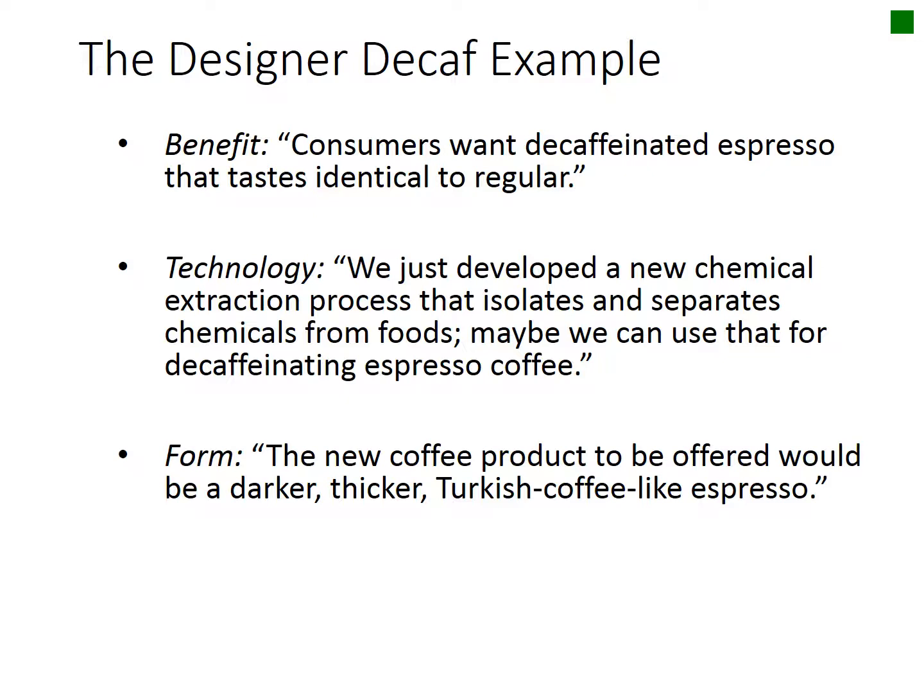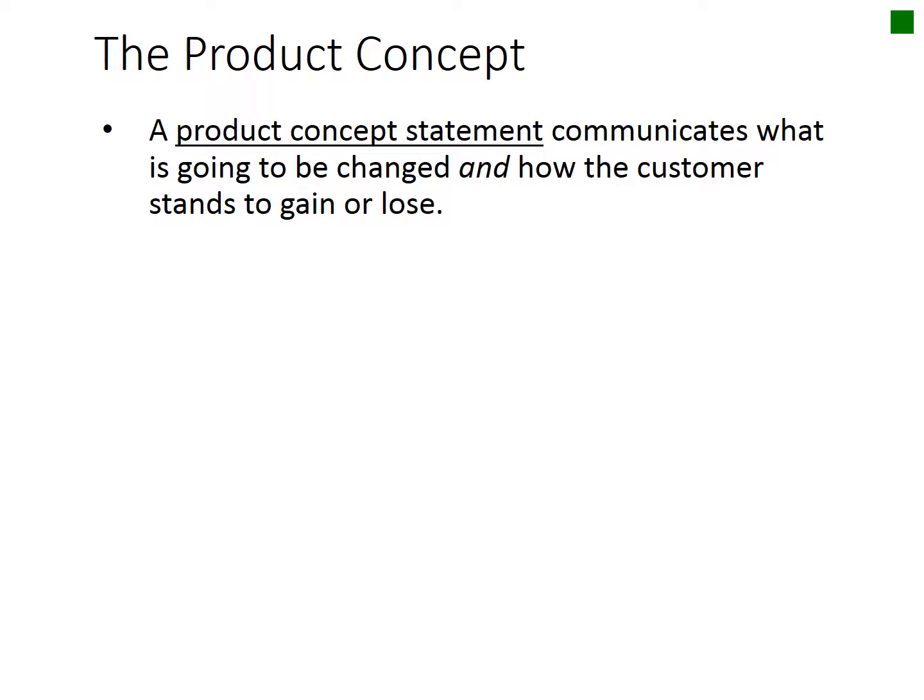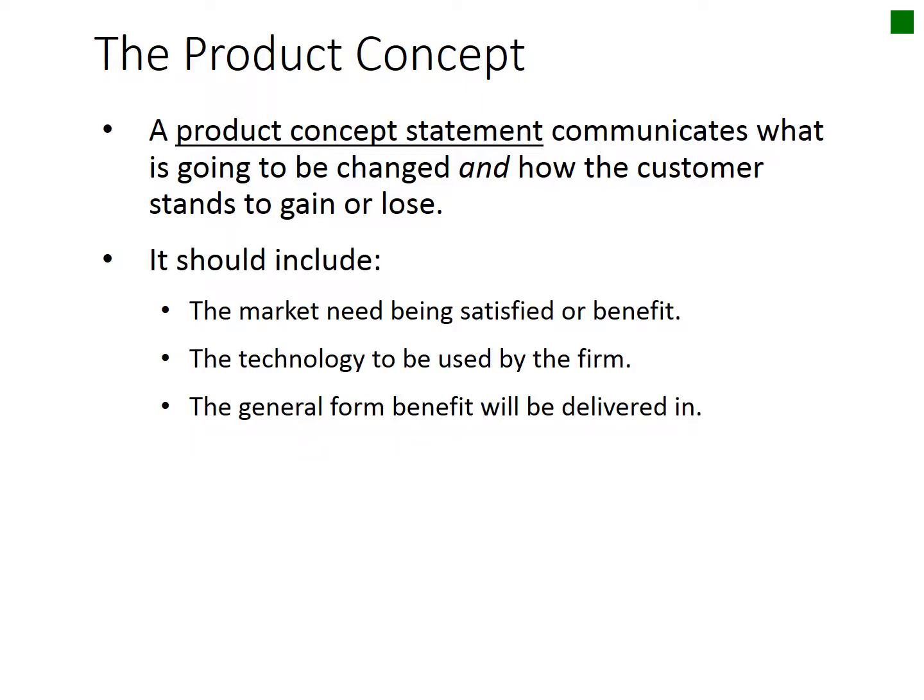So this leads us to the next step, where we want to incorporate form as an element of our PIC, and we want to transform our PIC into something that we call the product statement or product concept statement. So the product concept statement, similar to the product innovation charter, communicates what is going to be changed and how the customer stands to gain or lose in this process and in this new product, and specifically incorporates the form that the product will have.